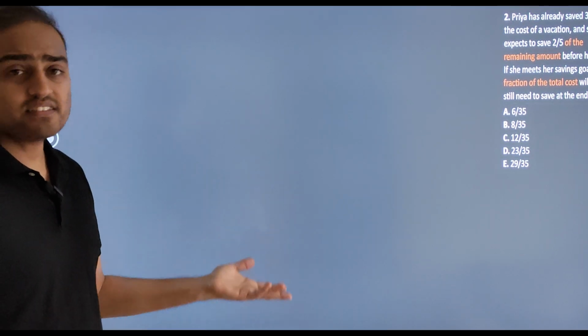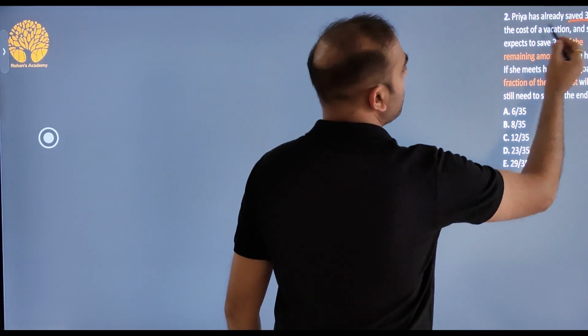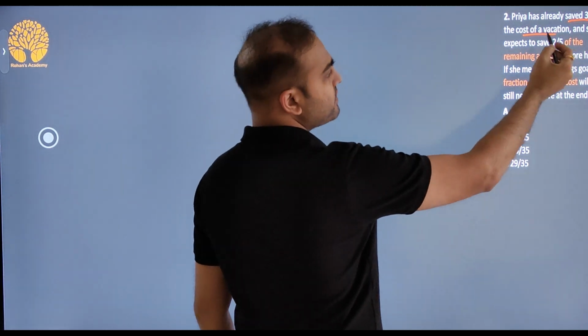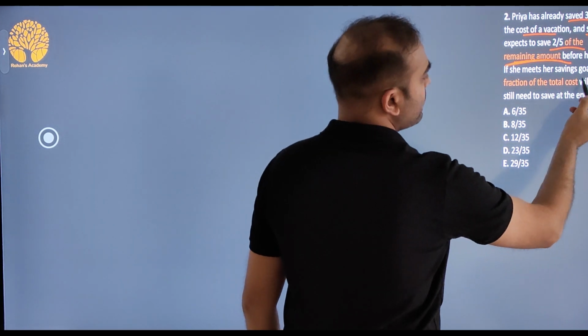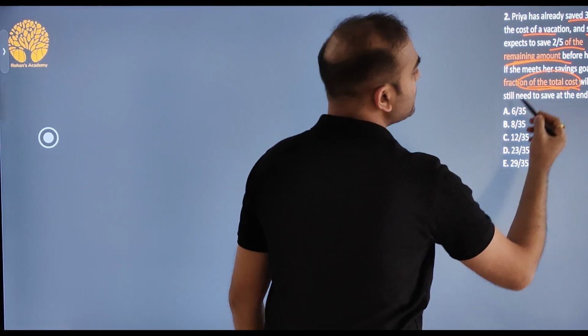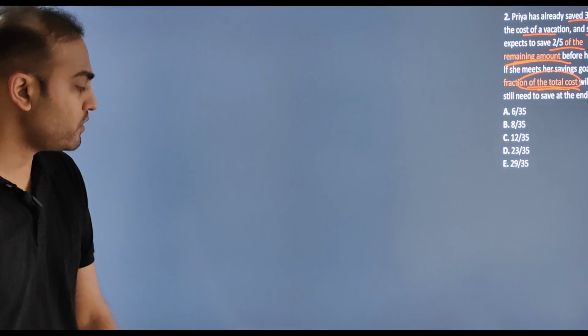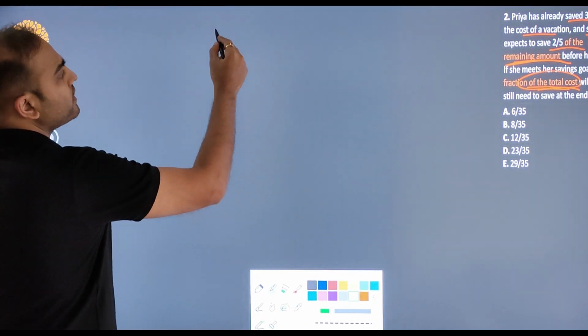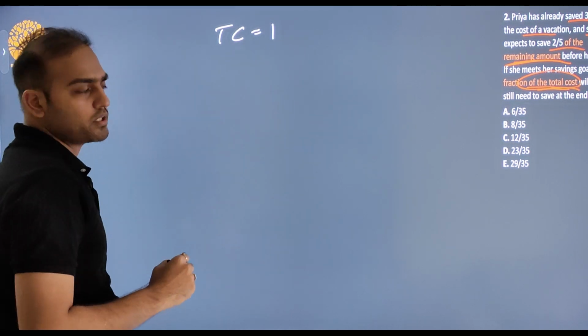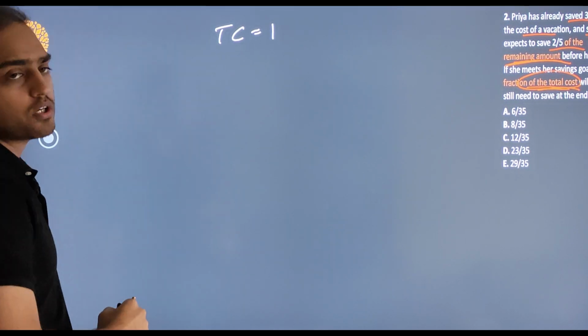Moving on, a very similar question. We have 3/7. She's already saved that much. 2/5 of the remaining, right? What fraction of total is left? The question is again, what fraction of total is left? So same, we'll make the tree. Let total cost be 1.